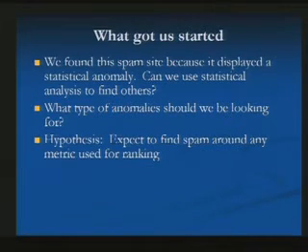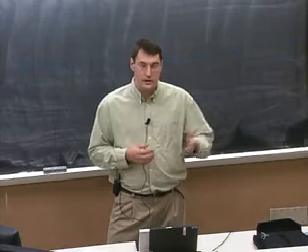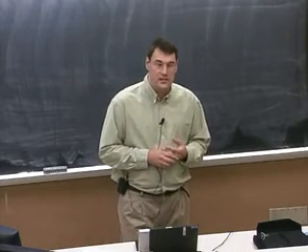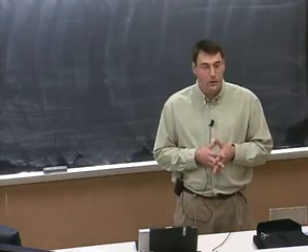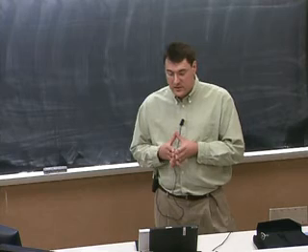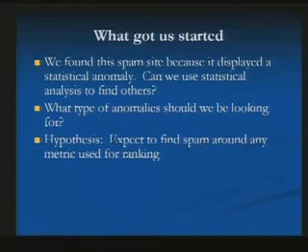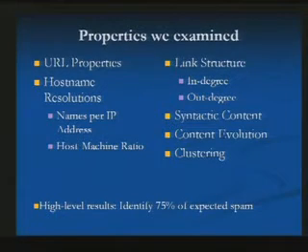So if we could find this site because it displayed a statistical anomaly, could we use the same sort of statistical analysis to find others? And if so, what types of anomalies should we be looking for? Our initial hypothesis was that we would expect to find spam around any metric that a search engine would use for ranking, since people would have to have some reason for spamming a search engine. Here's a list of properties that we examined.